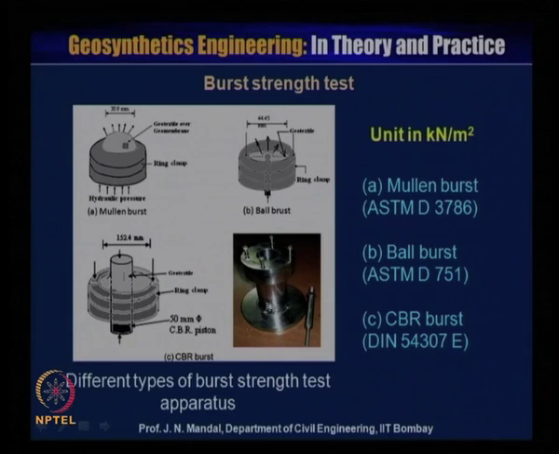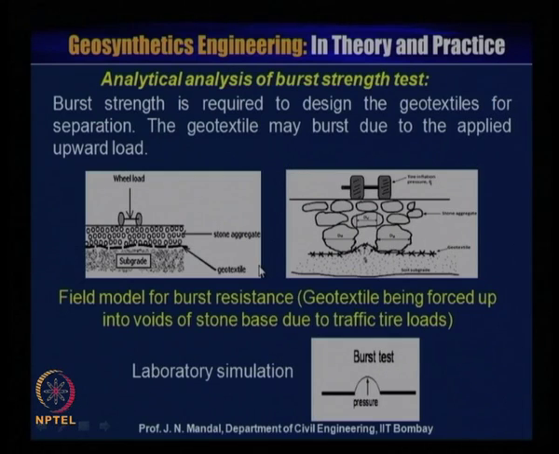This is equipment in which you can also determine the burst strength. This is also the modified Severe burst, and you can see this rod and the geotextile material is clamped here, and you have to push, and then there is a pressure meter. You can measure the pressure at which the geotextile material bursts. So, you can calculate this burst pressure. So, now how can you do an analytical analysis for the burst strength test?